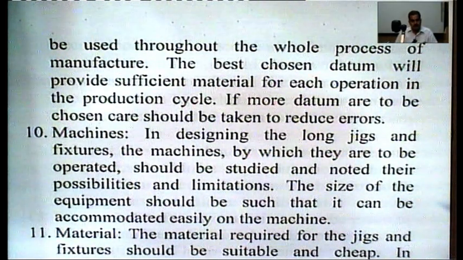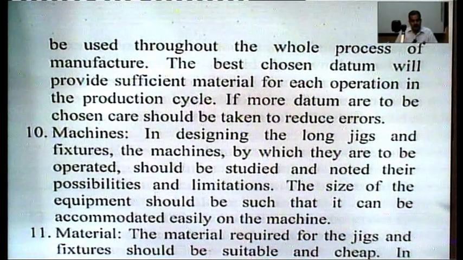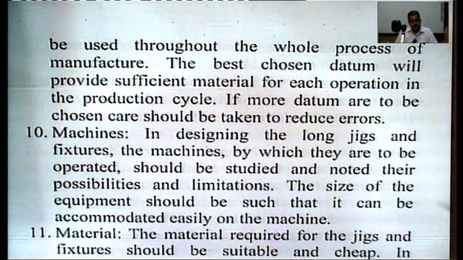The tenth point is machine. In designing the jigs or fixtures, the machine by which they are to be operated should be studied and its possibilities and limitations noted. The size of the equipment should be such that it can be accommodated easily on the machine. So, before designing the jigs and fixtures, a designer must know the size of the table of the machine on which these jigs or fixtures are to be clamped or placed.